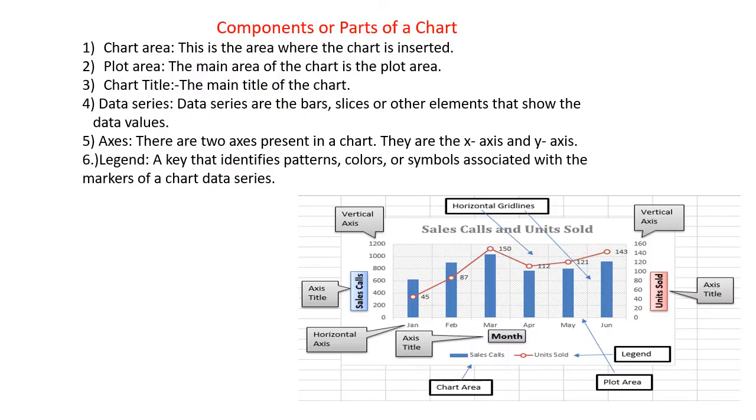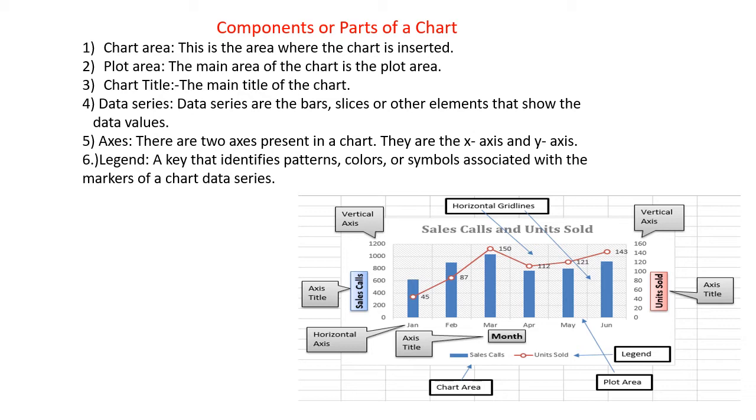Now plot area. Plot area is the second largest element of the chart. Plot area means the area in which the chart is created. Chart title. Chart title is the main title of a chart. Now students, using this chart, I'll explain the components of a chart. This total area is called chart area. This drawn area is called plot area. Chart title is the main title of the chart. This is your chart title, sales calls and units sold.